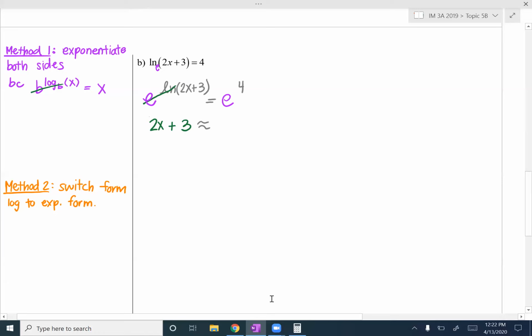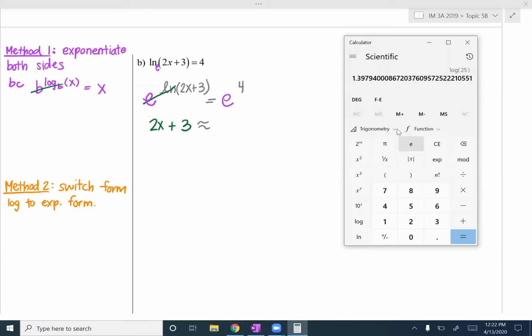So if I look at that value, I have e, and then for this, I'm going to hit this button. So e raised to the 4th power is 54.5981, and that's going to round up to a 2. So 54.5982 is going to be our decimal.